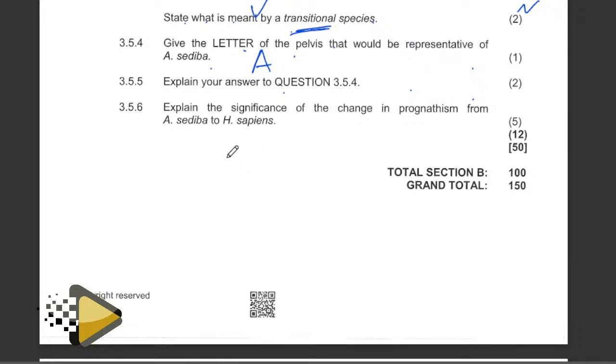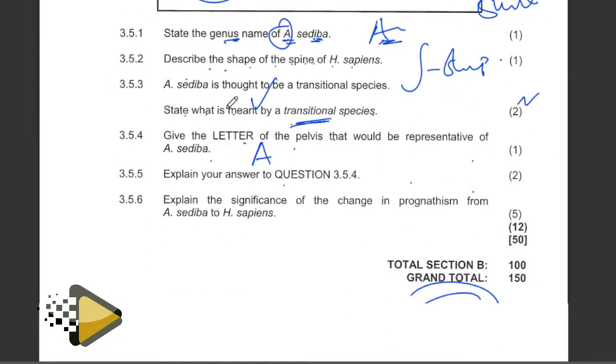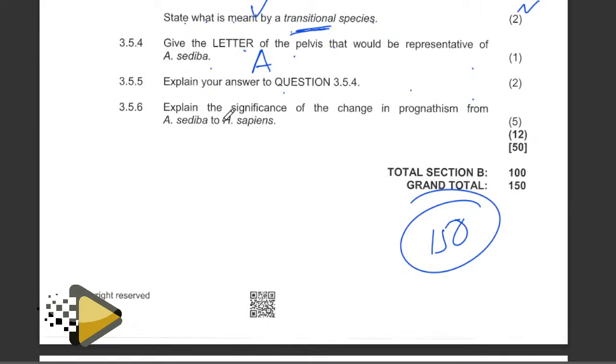We go to the last question, the last bullet in the gun, to see who got 150 out of 150. Explain the significance of the change in the prognathism from Australopithecus sediba to Homo sapiens. Prognathism meaning the protruding jaws.